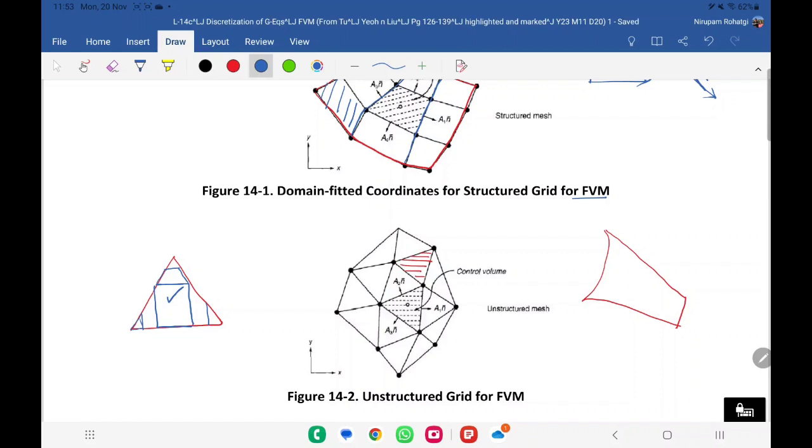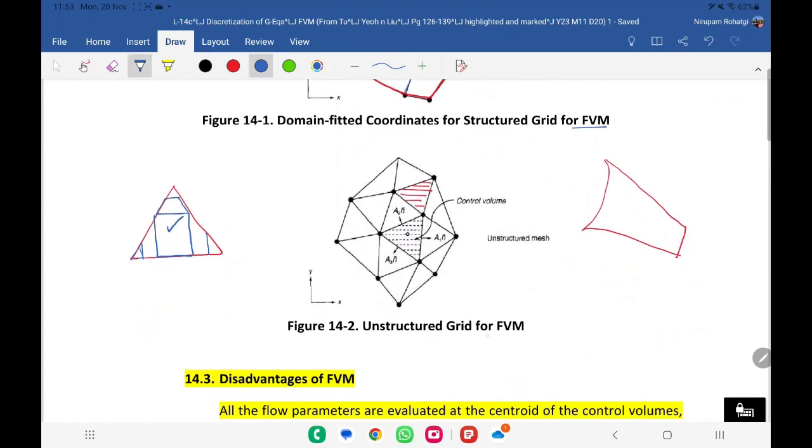This problem will not be there in FVM. You divide the volumes like this, and you can fill that area with triangles. Filling with squares, triangles will be left, but when filling with triangles, nothing will be left. So the whole of the area will be covered. This is the basic problem. So this you can do unstructured, and any type of element can be used.